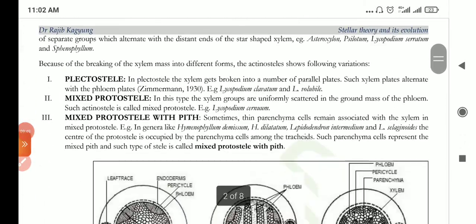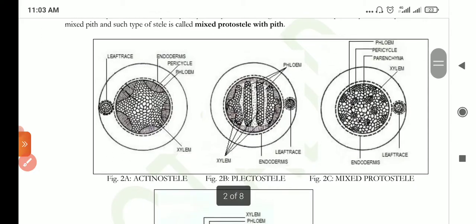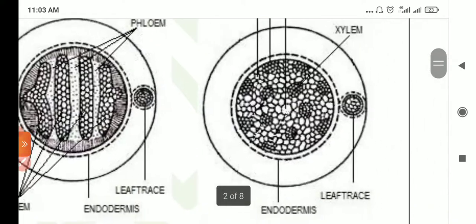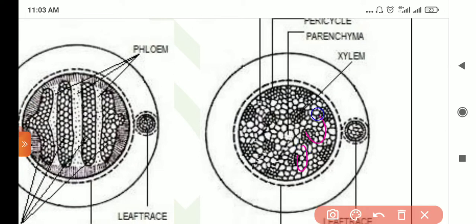Okay, now looking at plectostele, plecto means plates. Do you see here parallel plates? Okay, so when the xylem appears like parallel plates, and in between the plates you have the phloem. Okay, you can see the phloem in between the plates. This is your protostele. Alright, example was Lycopodium volubile. Now if you look at mixed protostele, here in this image you can see that there are some xylem cores in between, okay, in between the phloem. So this is your mixed protostele.